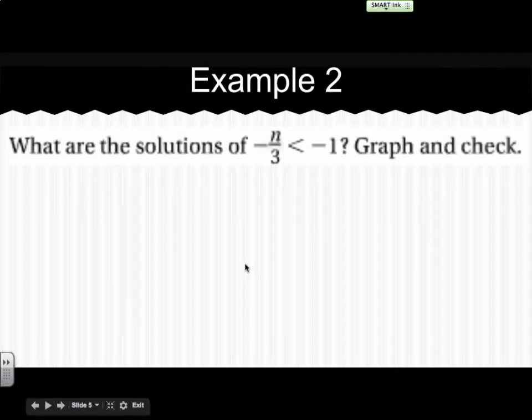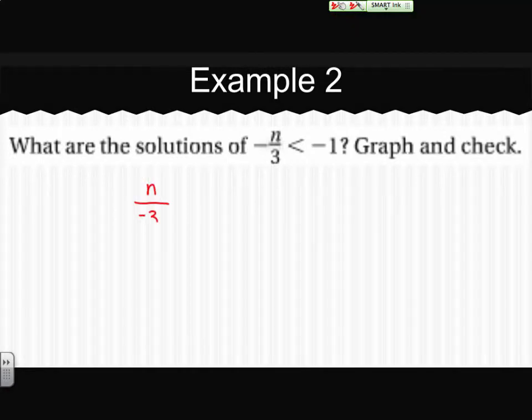Example 2, it says, what are the solutions of negative n over 3 is less than negative 1? Okay, so I'm going to start off, I'm going to rewrite this again. I'm going to say n over negative 3 because I want to put the negative with either the numerator or the denominator when I'm trying to solve like this. And it's easier because I want to put it with the number as opposed with my variable to reduce the number of steps that I have to do.